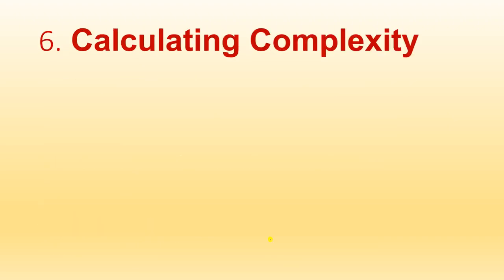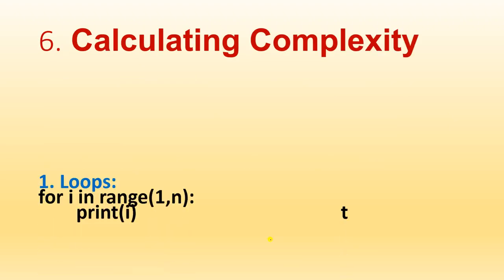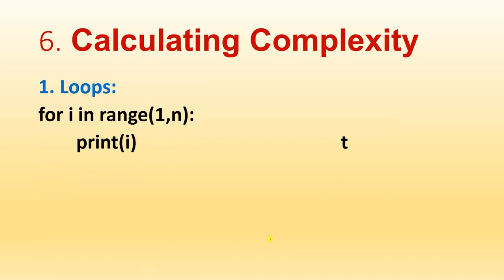Now next is calculating complexity. How will you calculate the complexity? There are a total of 5 guidelines for finding out the time complexity of a piece of code. The first one is the loop. The running time of a loop is at most equal to the running time of the statements inside the loop, including the test, multiplied by the number of iterations.